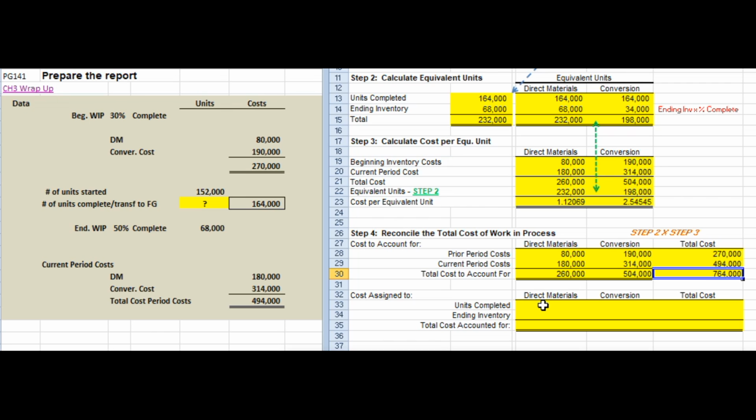So we want to take step 2 times step 3. So we're going to take the 164, the 68,000 times the 1.12, the 164, the 34 times the 2.54. That is step 4. Step 2 times step 3, pull your totals, and we've accounted for $764,000. So that is your production report, and I hope that you find these videos and the little walkthrough helpful.